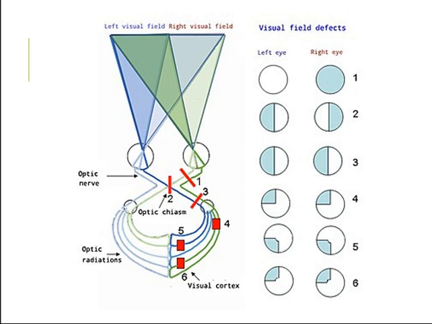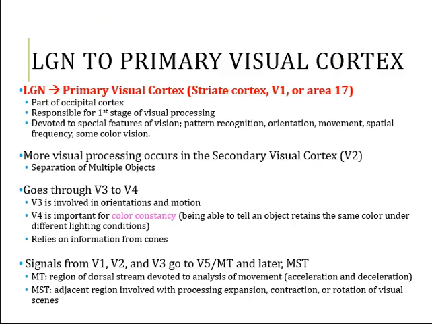Anyway, so let's talk about our second to third stops in our retinogeniculate striate pathway. So going from the LGN to the primary visual cortex. I'll probably call it primary visual cortex, or V1. Striate cortex is another completely valid name that you'll see in papers. V1's another one. And then area 17 is the Brodmann's area associated with V1. V1 is part of the occipital cortex, is part of the first stage of visual processing, and devoted to special features of vision, pattern recognition, orientation, movement, spatial frequency, and color vision. Some of it, not all of it.